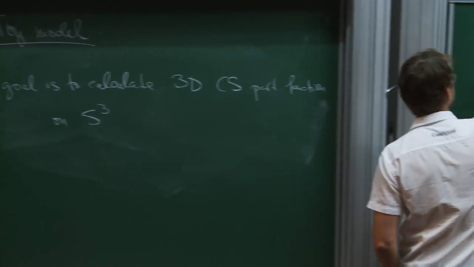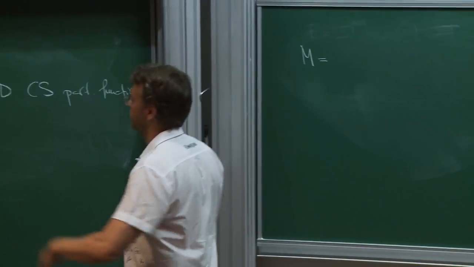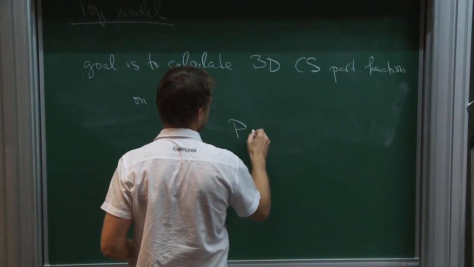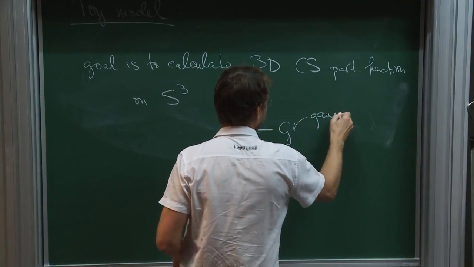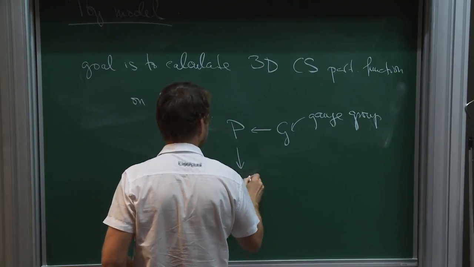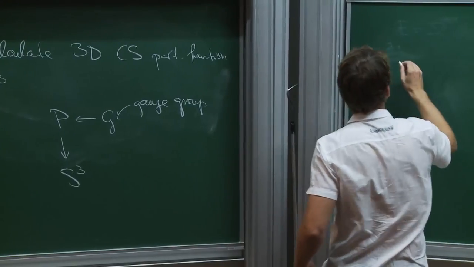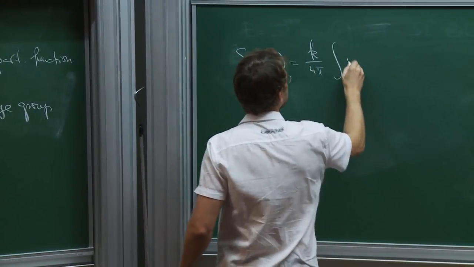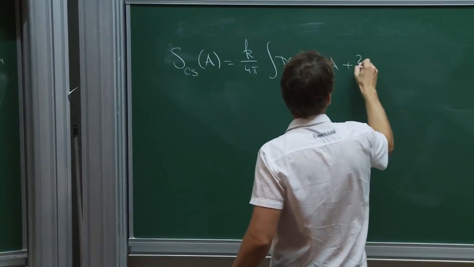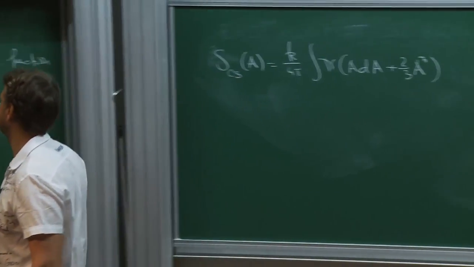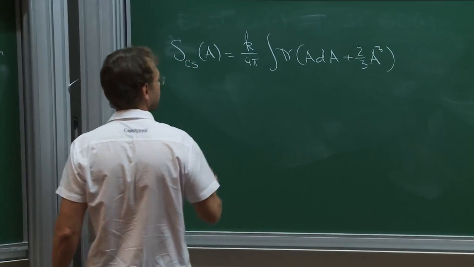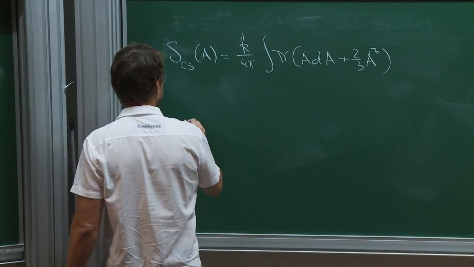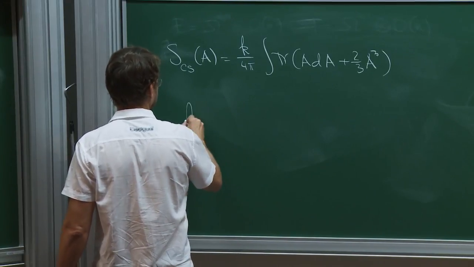So my manifold, a big one, I mean. So the setup is the following: I have a principal bundle with a gauge group over my S3, right? So my theory would be the following. I will have a Chern-Simons action. I choose a connection. This will be k over 4 pi, the trace of A dA plus 2 over 3 A cubed. And what I would like to discuss, I would like to integrate this thing over the space of connections, right? So let me call this the space of connections.